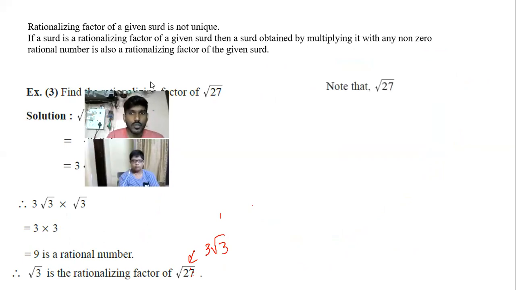Now note that root 27, that is 3 root 3. If you multiply 3 root 3 with itself, with 3 root 3 only, what will you get? Can you do this multiplication and tell me what you will get? Write it and do it.